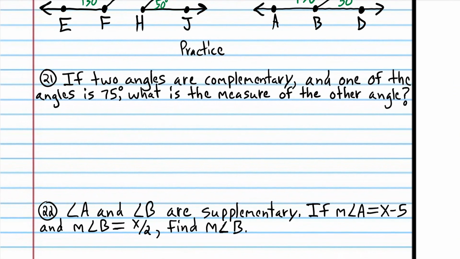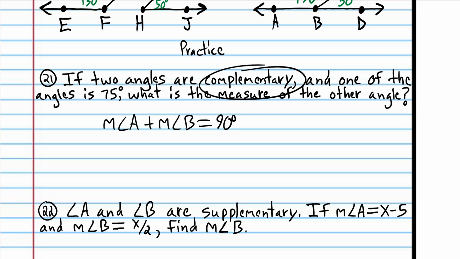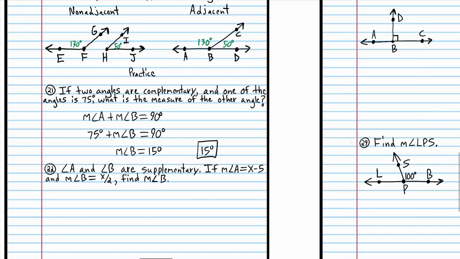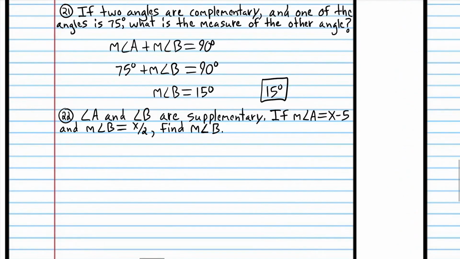It says here, if two angles are complementary and one of the angles is 75 degrees, what is the measure of the other angle? So this may seem kind of easy, but we know that the measure of one angle plus the measure of the other angle is 90 degrees because it says they're complementary. We know one of the angles is 75 degrees, and by the way, I just chose A and B. You can choose really whatever you want. So subtract 75, and we find the measure of the other angle, which would be 15 degrees. So the answer is 15 degrees. You don't have to call it angle B, but that's just how you do that type of problem.